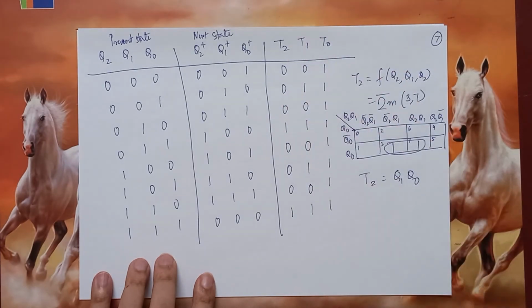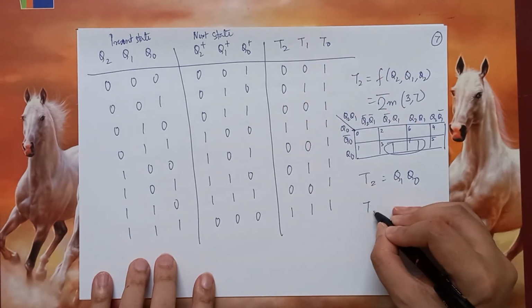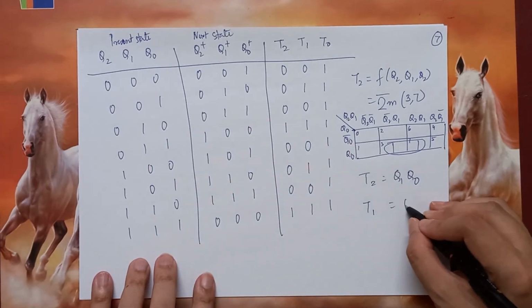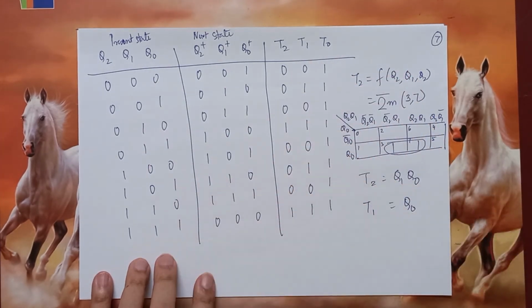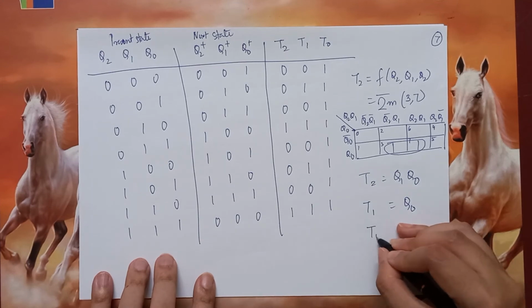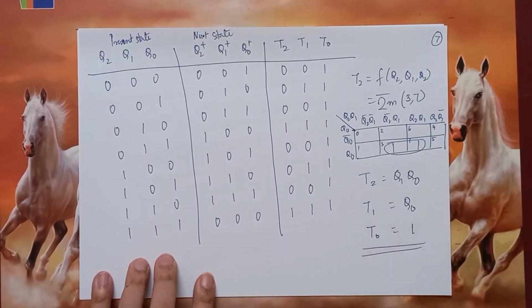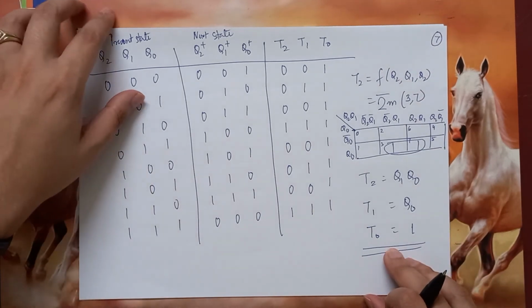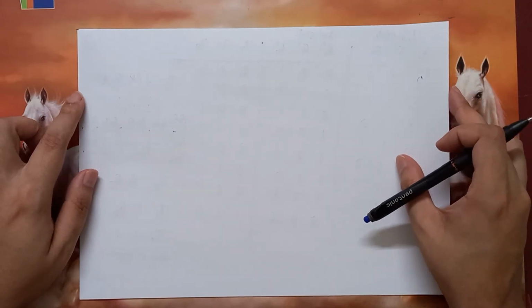For T1 and T0 we don't really need to make K-maps. We can very quickly find out that T1 is exactly equal to Q0 just by inspection from the table, and T0 is always 1. So the synchronous circuit to realize this particular counter would look something like this.